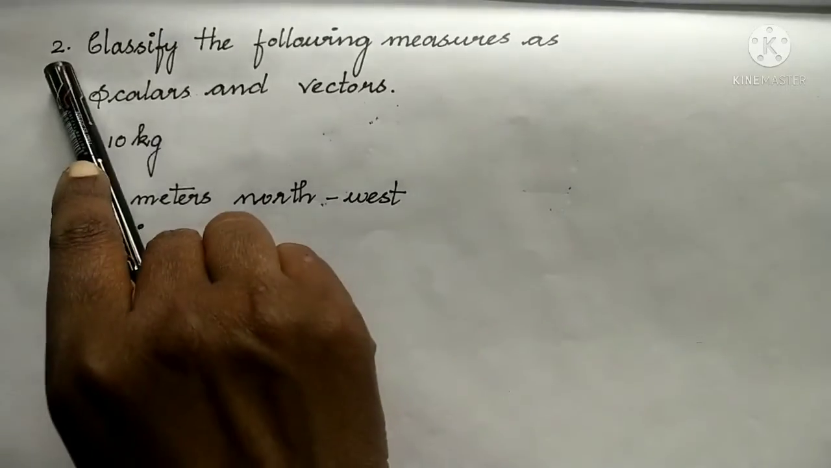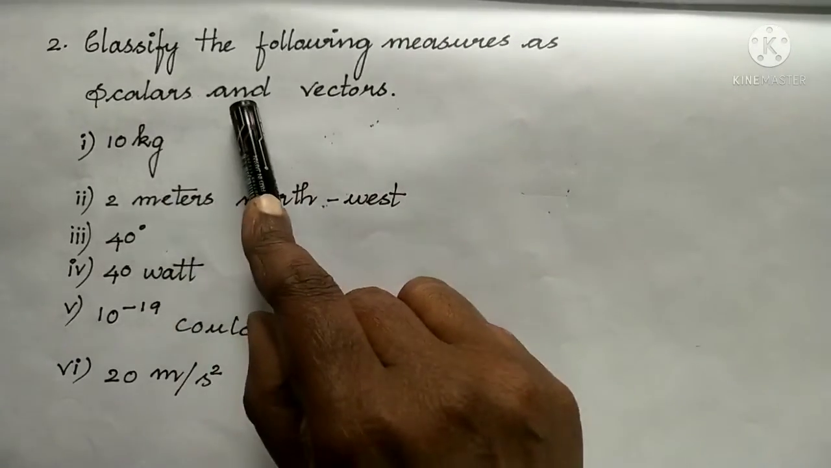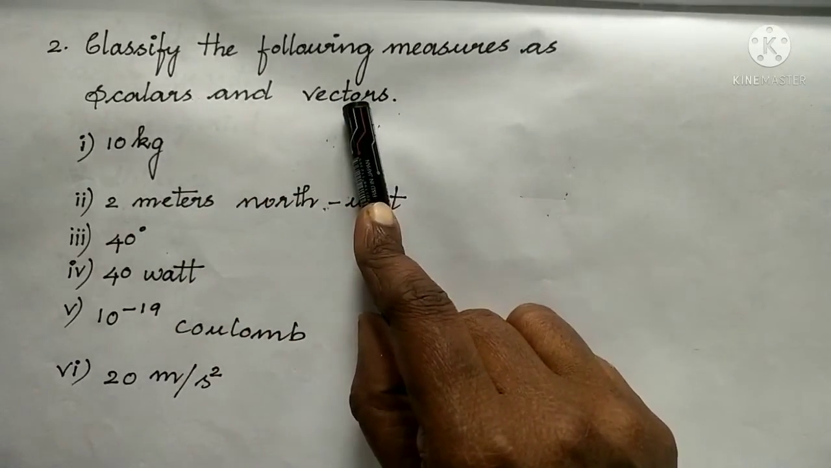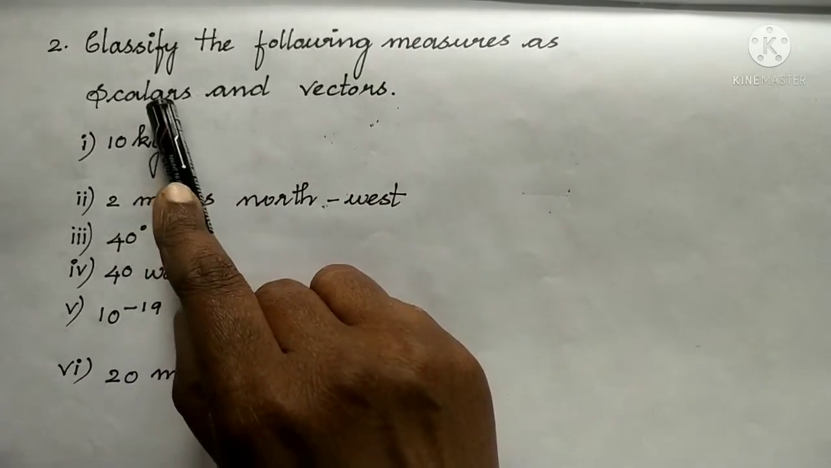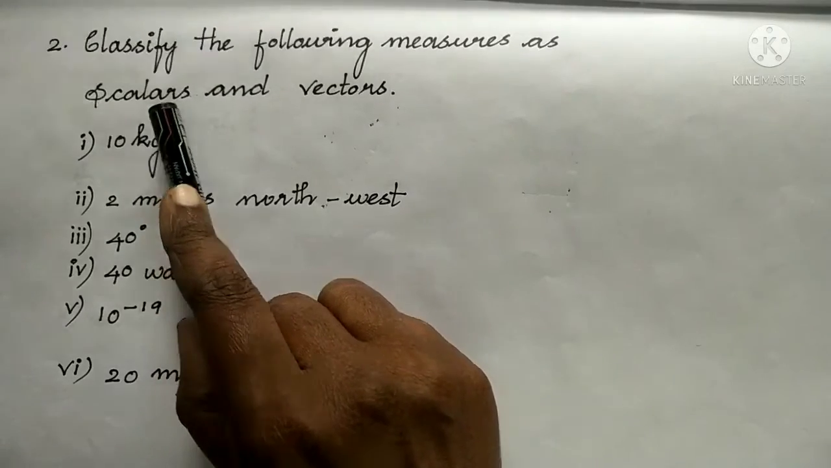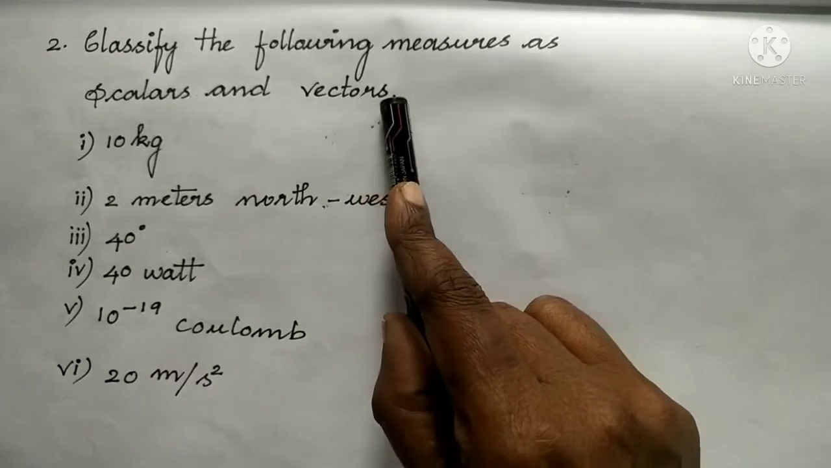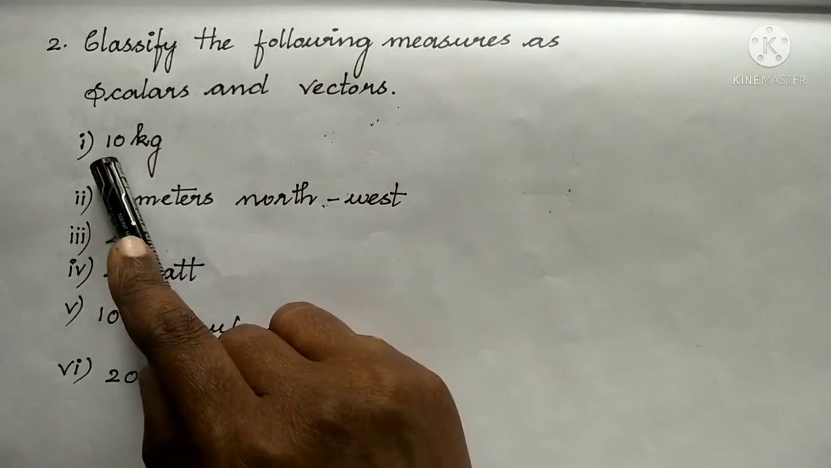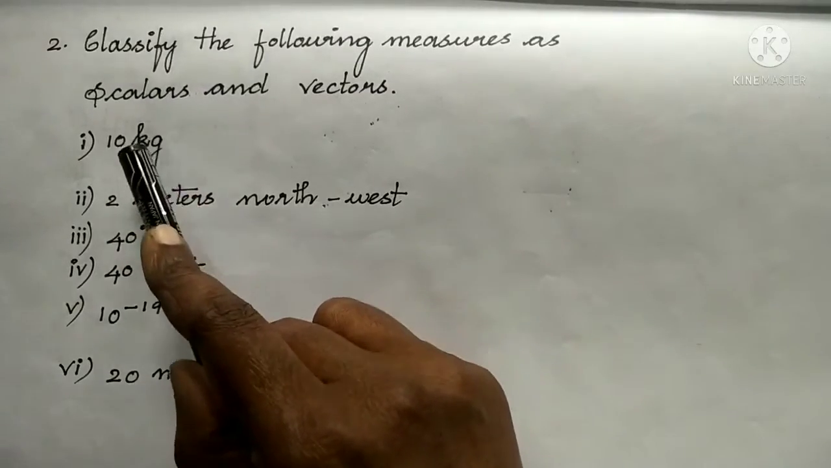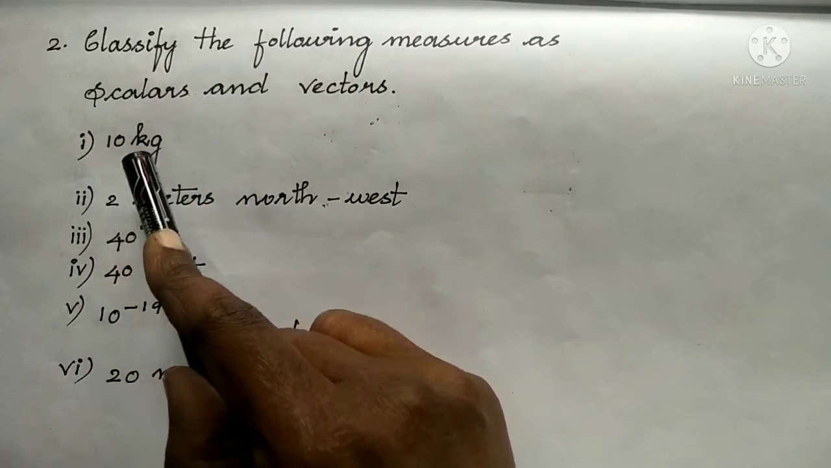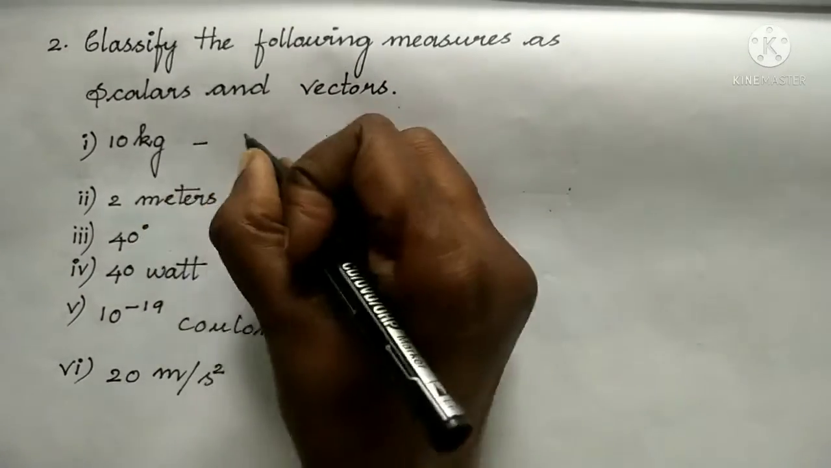Next question, question number 2. Classify the following measures as scalars and vectors. We already know what is scalar and what is vector. Scalar is nothing but a quantity which is having only magnitude, and vector is nothing but a quantity which is having both magnitude and direction. First subdivision, 10 kilogram. Kilogram is nothing but mass. Mass is a scalar quantity which is having only magnitude. So we'll write scalar.